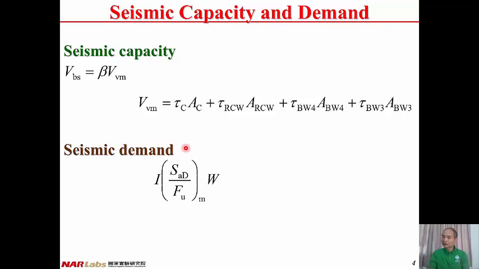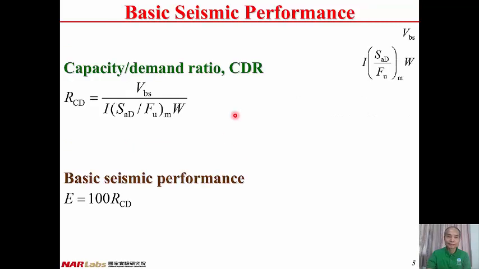And seismic demand is calculated from this formula. I times SAD divided by FU times W. I is the importance factor of the building. SAD is the spectral acceleration of the building. And FU is seismic force reduction factor of the building due to ductility, and W is the total weight of the building.